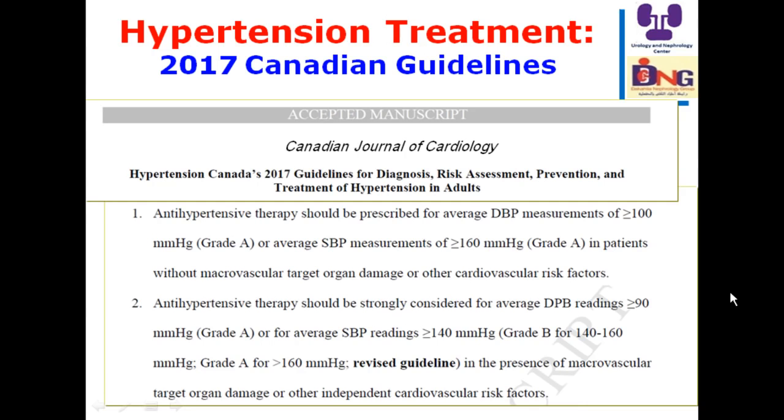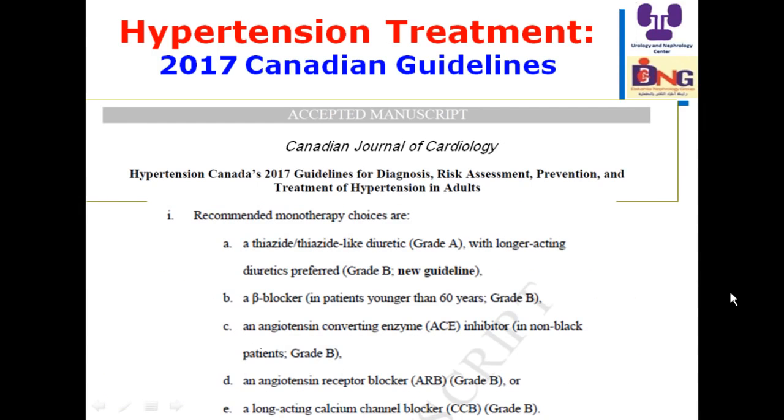Antihypertensive therapy should be strongly considered for average diastolic above or equal to 90, systolic above or equal to 140, grade B, in the presence of macrovascular target organ damage or other independent cardiovascular risk factors. So we treat the patient overall. So we should evaluate the risk first before deciding the treatment. This is a very interesting point. If there are cardiovascular risk factors, we treat earlier, to the level 140 and 90, as I mentioned.